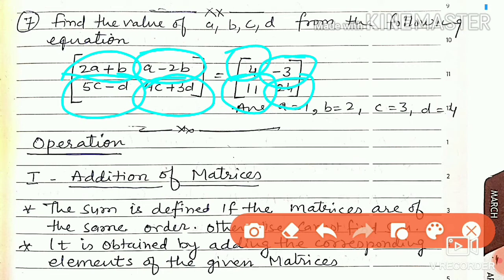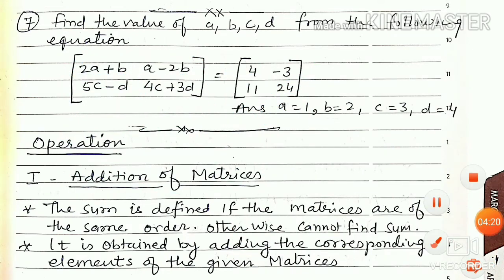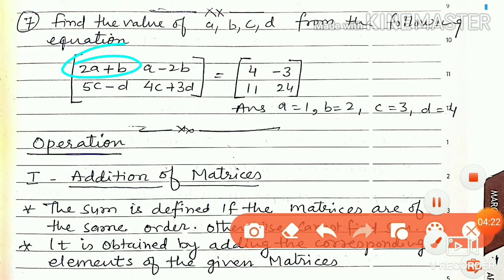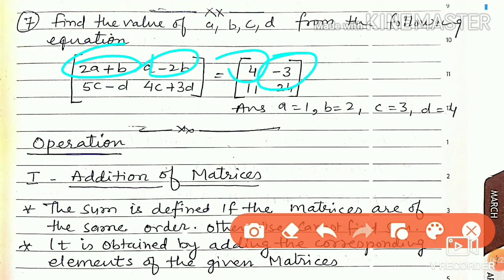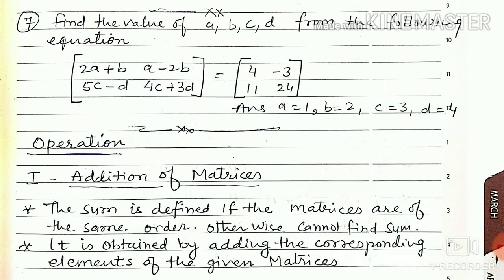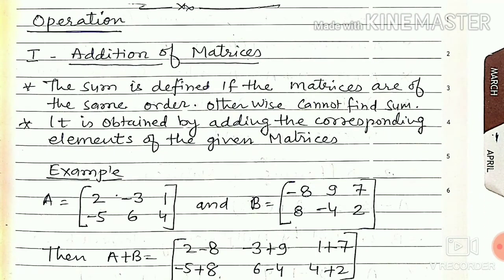So these equations you have to solve. How can we solve? Look here, first you get these two equations. Now these two equations you will solve, and you will get the values of a and b. Then the remaining 5c minus d and 4c plus 3d you will solve, and you will get these two values. This is how you can solve this type of question.